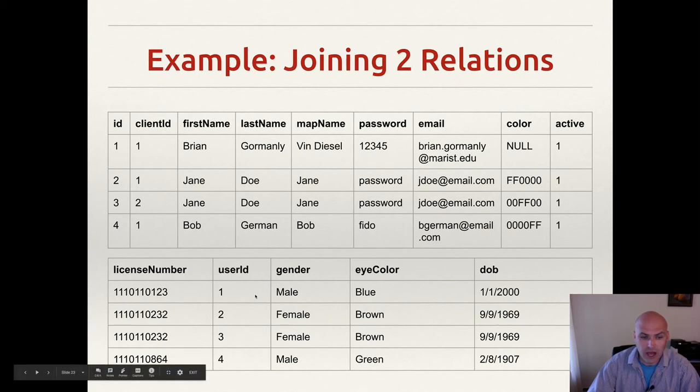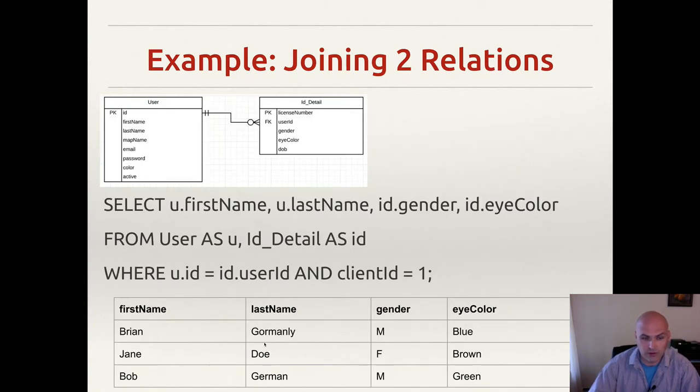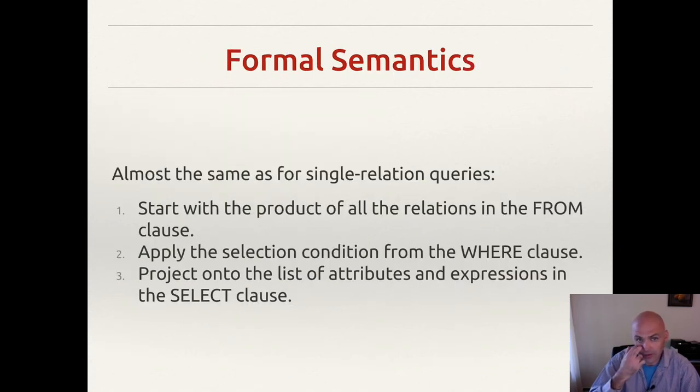And we'll tie in here. Basically, it's going to look at this and say, okay, I'm joining on that. I'm joining 1 to 1, 1 to 1, 2 to 2, 3 to 3, and 4 to 4. And then it's going to throw this one away with this one because those are related to client ID 2. And then it's going to return what we see here. So you have first name and last name from the user table, gender and eye color from the ID detail table. So that's how that works, and we're going to see some more examples of it as we go through.